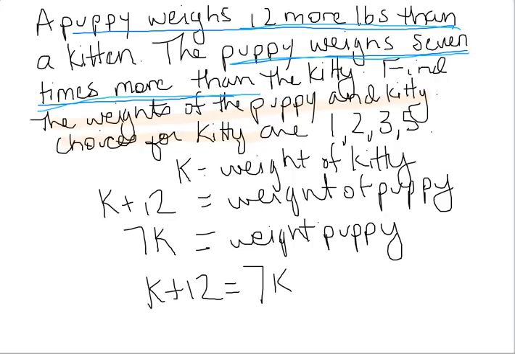And now what you want to do is plug in 1, 2, 3, or 5 and find out which one is the weight of the kitty. Then you want to make sure that you use that and either add 12 to it or multiply it by 7 so that you get the weight of the puppy.